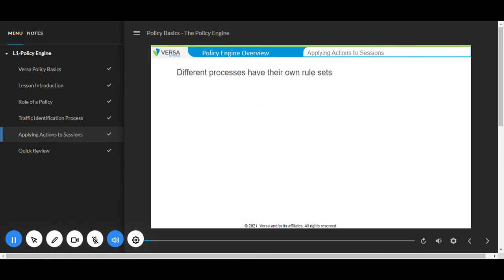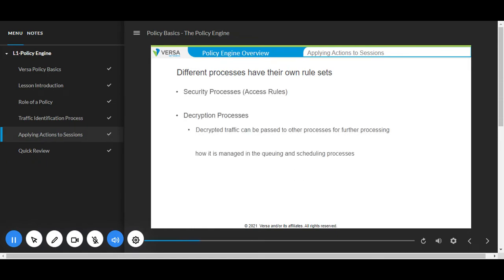The policy engine is the foundation of the traffic identification process, but the reason the traffic is analyzed is to determine whether an action should be performed on the traffic. Different processes within the Versa operating system use the policy engine to identify traffic, although there may be some small variations in which matching criteria are available for each process. Rules for each process are separated and configured within the corresponding process.